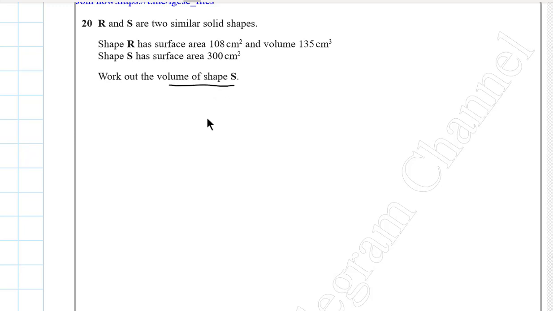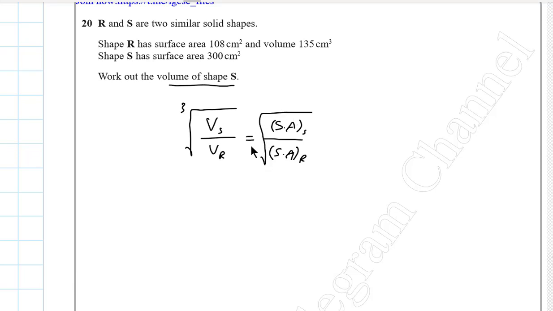I will write the volume of shape S in the numerator divided by volume of shape R. What is the relation between this and the surface area? You must put the surface area of S above, and the surface area of shape R below. Can we say that they are equal? But this is in centimeters cubed, and here we have centimeters squared. So my advice is to get the cubic root of this and the square root of this.